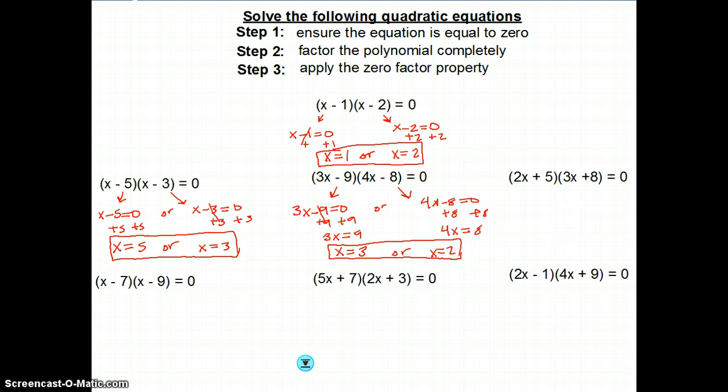And on the right, I have two factors again whose product is 0. So that means that either one or both of the factors must be 0. So I take each factor individually and set them equal to 0 and solve.